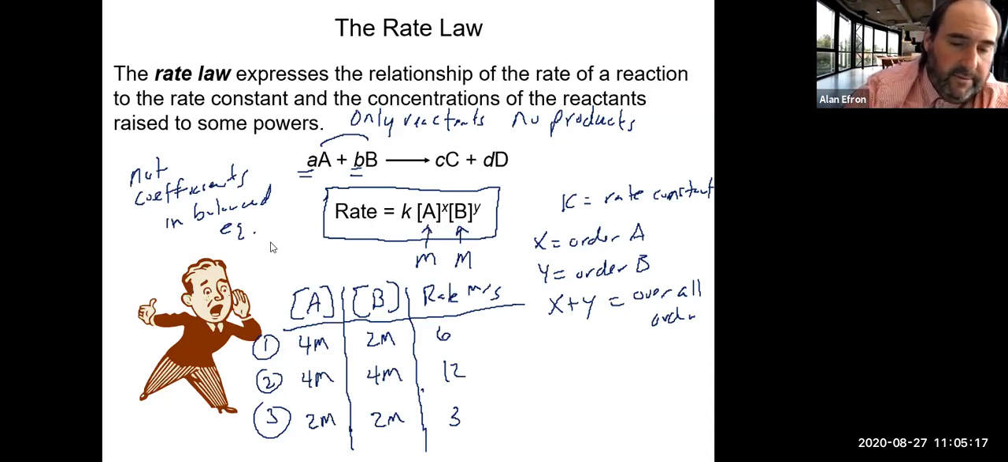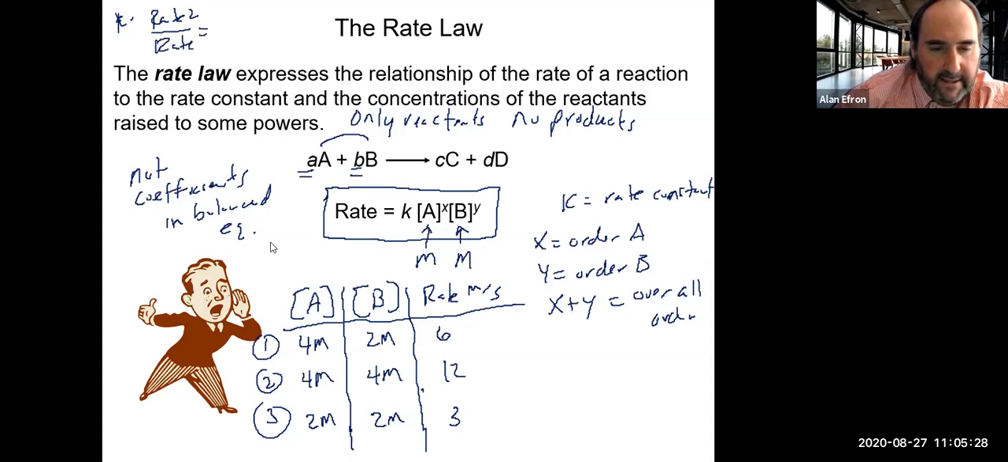And the mathematical approach would be using an equation like this, where you take rate 2 over rate 1 equals k A to the x B to the y divided by k A to the x and B to the y. Now, when it says rate 2 and rate 1, it doesn't mean that you necessarily go to the table and you just choose entry number 1 and entry number 2.